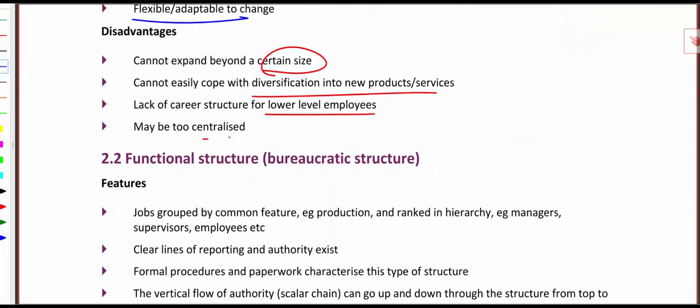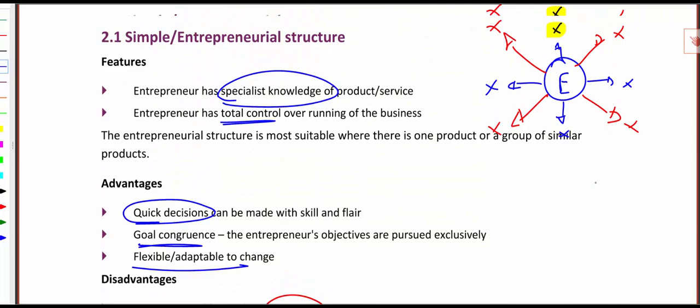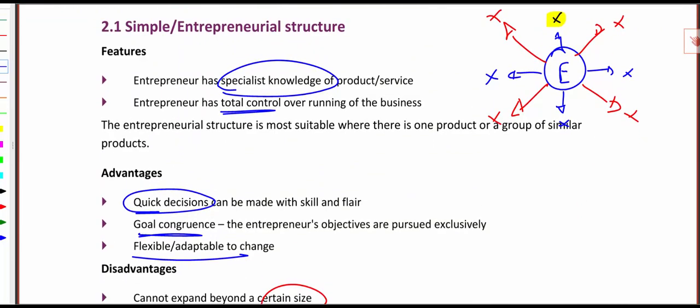Finally then, we might say that they're too centralized, and we're going to have a look at centralized versus decentralized a little bit later. So that's the first nice basic simple structure, entrepreneurial, one person in charge with total control.